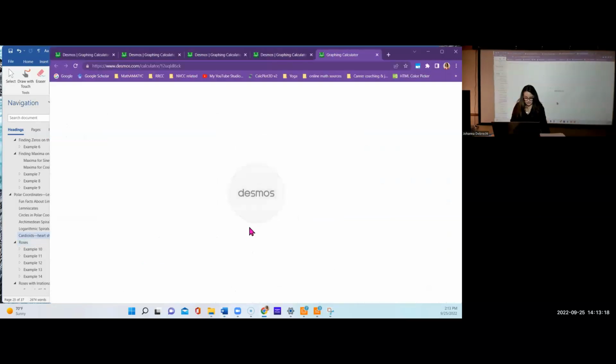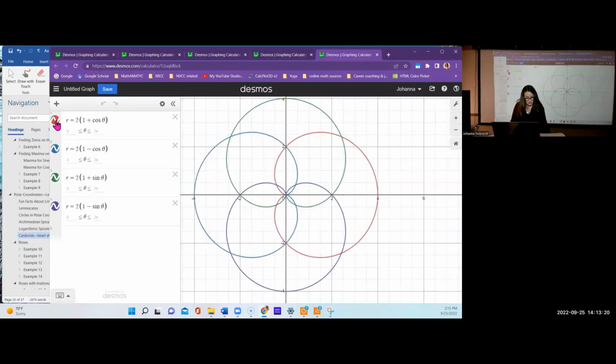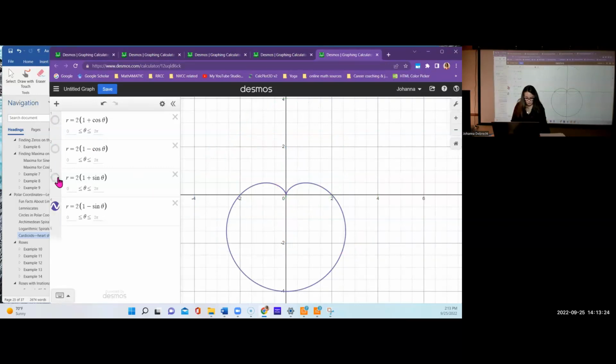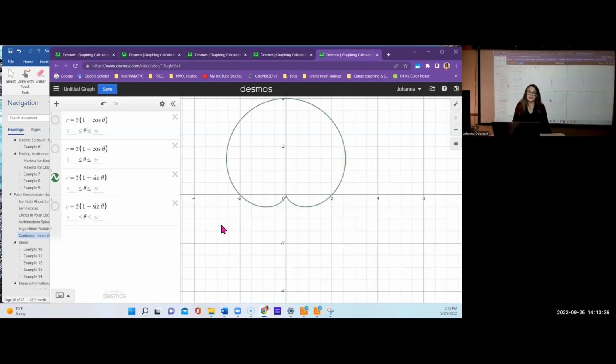Now, I did the same thing here, but it's a little bit harder to see these when you're looking at these. So let's open it up on Desmos. What I'm going to do is simply turn all of them off except for one at a time. So this one is 2 times 1 minus sine theta. This is what it looks like. It's called a cardioid. It's also a limacon. Then we'll turn this one on, also oriented in sine, but because of the plus, it's mostly above. And then we've got this one, and finally the last one.